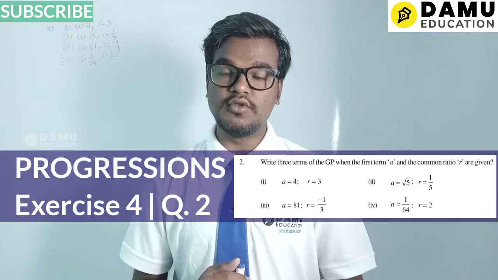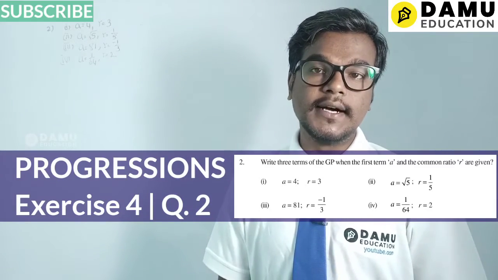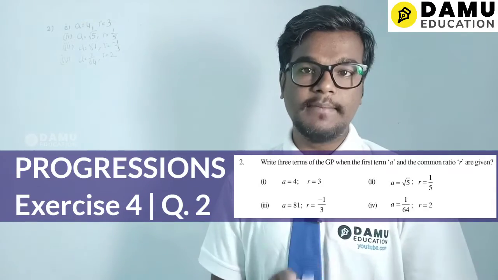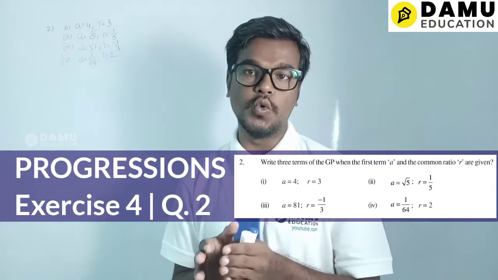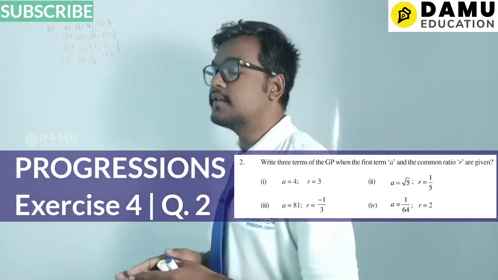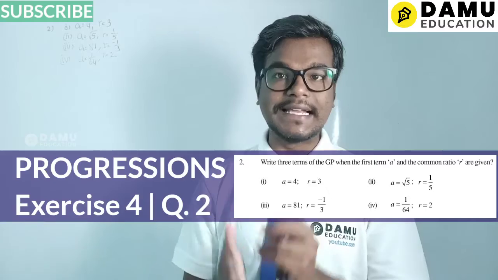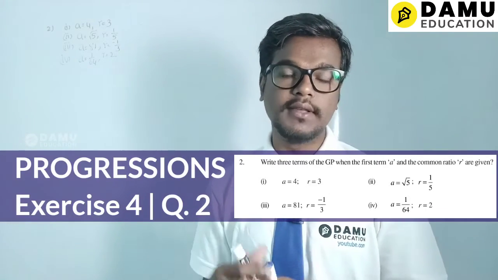So in this module, we're going to discuss our second question. They're asking us to find three more terms in a geometric progression. So what is meant by geometric progression? Here, we should know the first term and the common ratio. We denote the first term by A and the common ratio by R. And what is the sequence here?